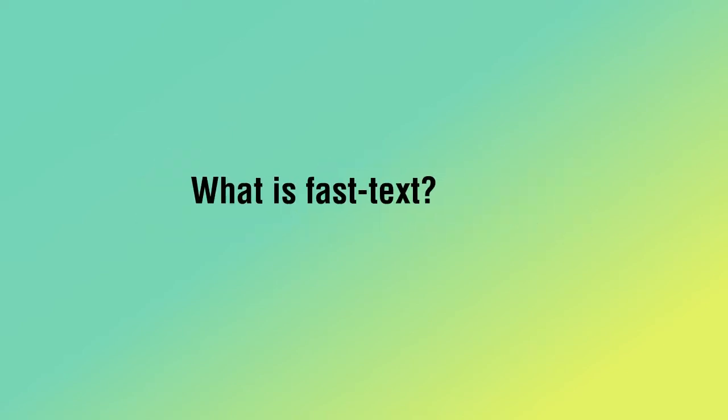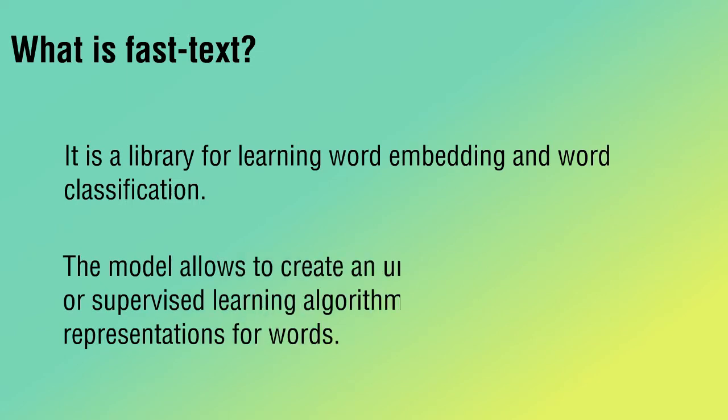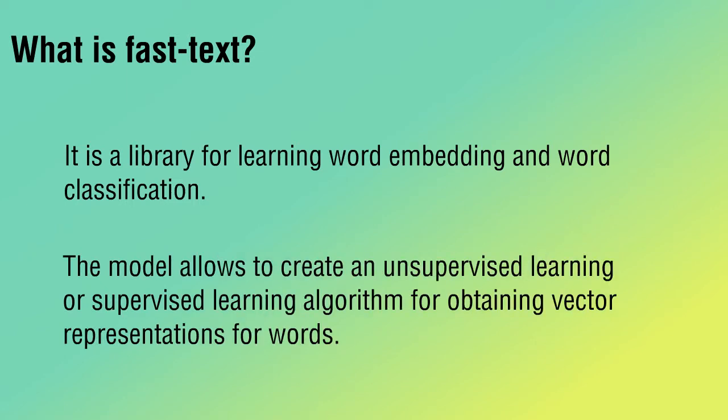What is fastText? It is a library for learning word embeddings and word classification. The model allows you to create an unsupervised or supervised learning algorithm for obtaining vector representations for words.